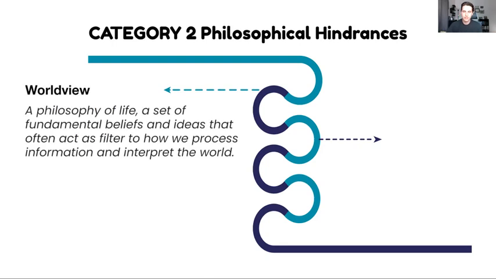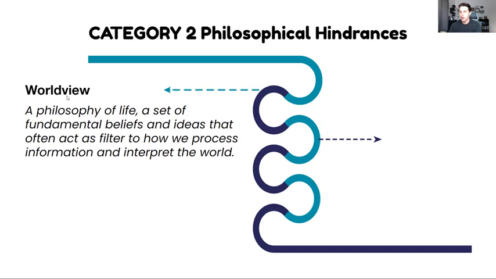One thing that's mentioned in the text, which I like, is this concept of a worldview. There are a number of ways we could frame this. It's a philosophy of life, a set of fundamental beliefs and ideas that often act as a filter to how we process information and interpret the world. So what's an example of a worldview? I think there are lots.